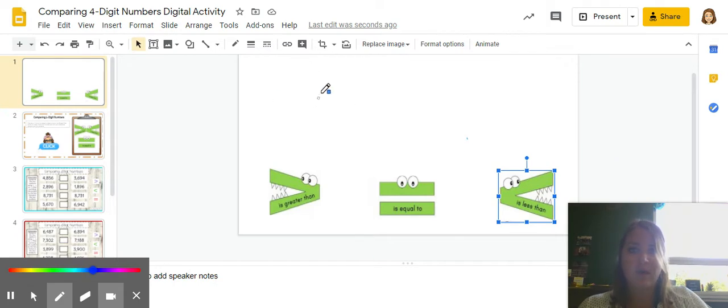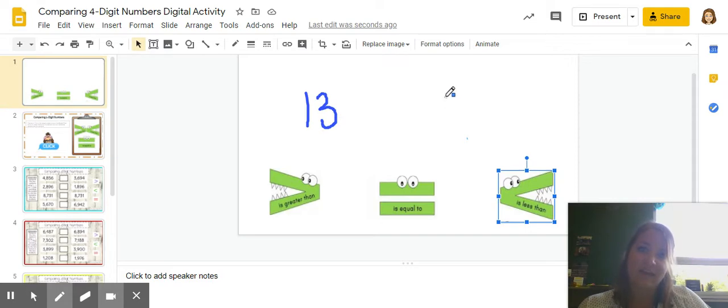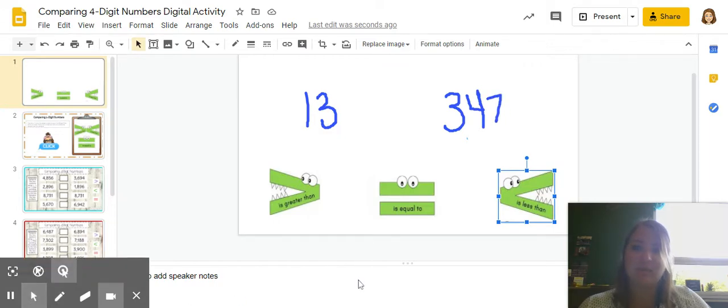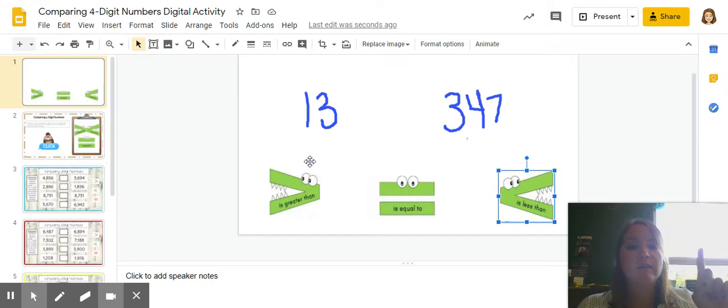All right, this time I would like to do 13, my favorite number, and 347. Let's take a look at these numbers. So remember, our first step is to always look to see what the highest place value is. So I'm going to look at 13, and I've got ones and tens. The tens is the highest place value in this number. I look at 347. I have ones, tens, hundreds. This one has a bigger place than 13 does.